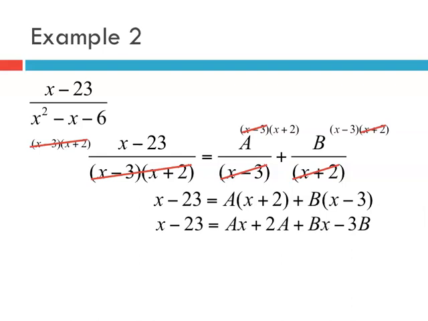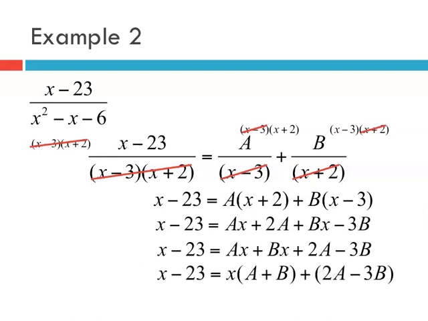Collect like terms together. So the ax plus bx I'm going to put together, and the 2a minus 3b, we know a and b are constants, and so that's going to be just a constant value, the 2a minus 3b, the whole thing there. And then let's factor where we can. So the a plus b times x is there. And then I'm just grouping the 2a minus 3b together. So this 2a minus 3b has to equal the negative 23. And then the a plus b here corresponds to the coefficient of 1 here.